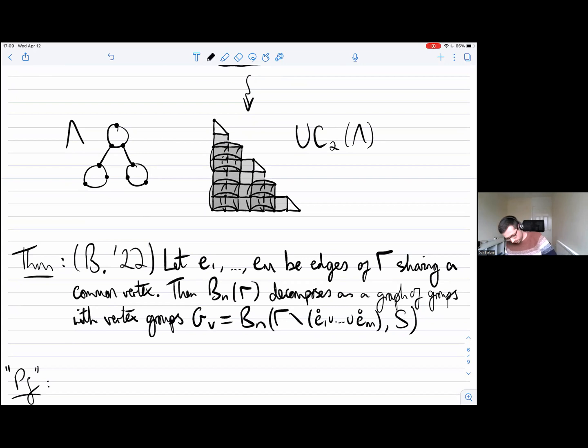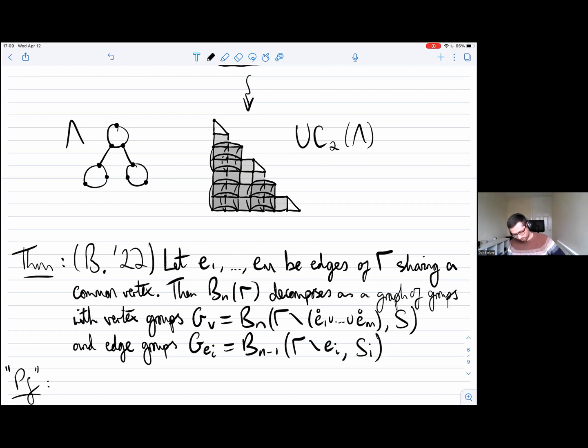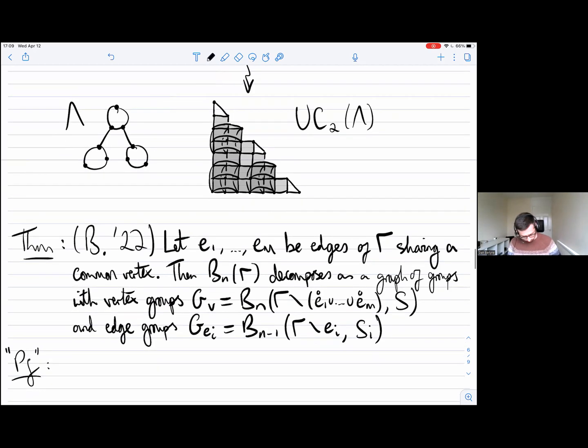And moreover, we also know what the edge groups are. These are going to be the braid groups on n-1 particles of gamma minus the closed edge E_i with a base point S_i. Again, removing the closed edge might disconnect the graph, so this base point does matter. And in fact, the full theorem is a bit more detailed than this. We actually also know precisely which vertices are connected by edges and how many edges there are between two vertices. But that gets very technical, so I'm not going to go into that.